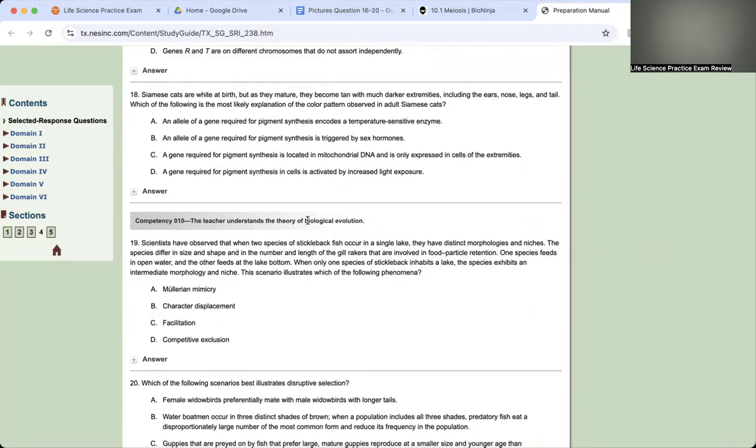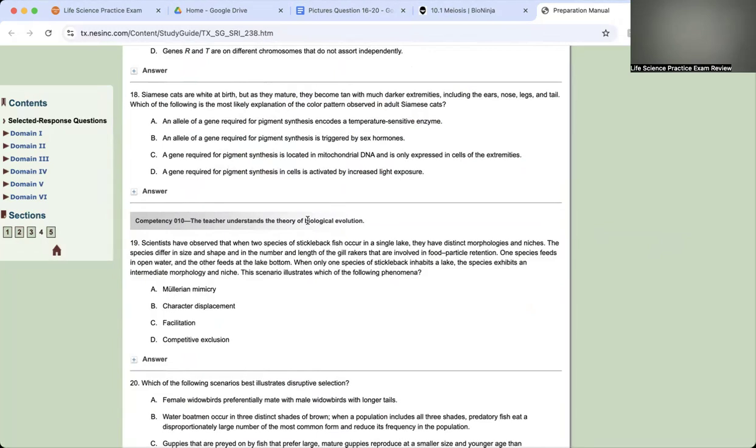So the key point here that they're harping on is it's in the extremities. So why is the extremities getting darker but not the whole cat? So we're going to go through and let's look at the wrong answers first. So in this case, B is wrong. So B says an allele for a gene required for pigmentation is triggered by sex hormones. So while sex hormones can elicit change, they would not elicit change in only the extremities.